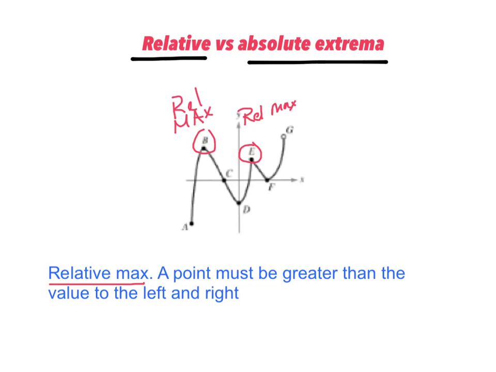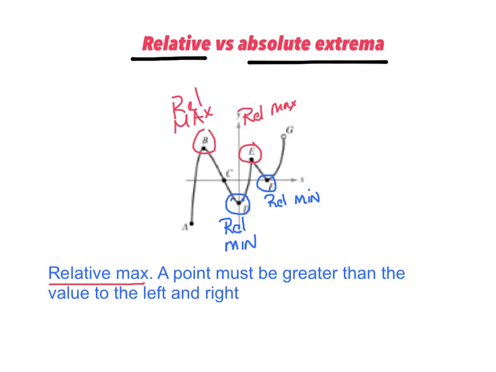How about the word relative min? It's the same idea, except I would look for a min value instead of a max. And again, the point this time must be less than the value to the left and the right. So if I look at maybe D, it's smaller than the left and the right side, so I would have a relative min. If I look at point F, I hope you would agree, the same thing, a relative min.